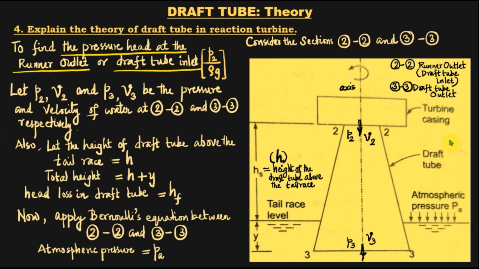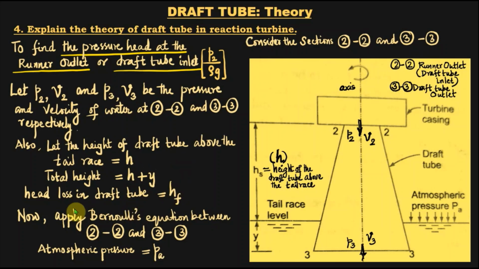Now, we will explain the theory of draft tube in a reaction turbine. Consider the same diagram. We are familiar with this diagram already. Section 2-2 is the inlet of the draft tube or outlet of the turbine runner, and section 3-3 is the outlet of the draft tube. The vertical height of the draft tube below the tail race level is indicated by Y.